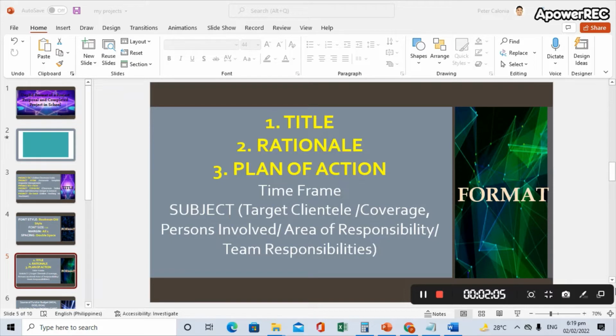And of course, your plan of action. In your plan of action, it has different parts. First is the time frame. In your time frame, you have to include the date, when do you want to start, when do you want to conduct, up until monitoring of your project. For the subject, includes target clientele, coverage, the person involved, area of responsibility, team responsibilities. Target clientele, example, your students, of course, if the project is for the students.